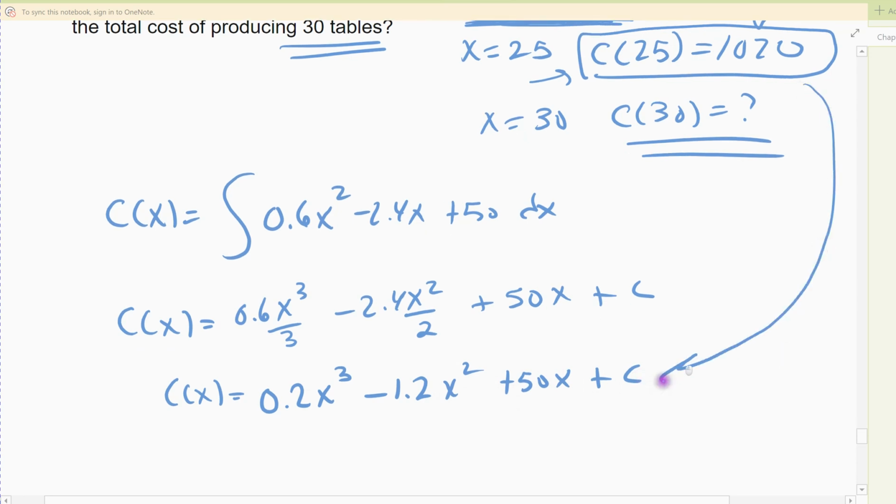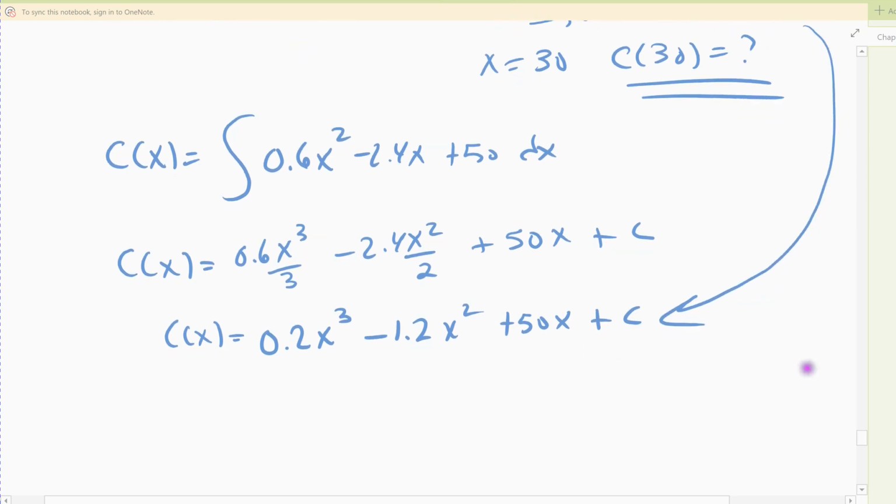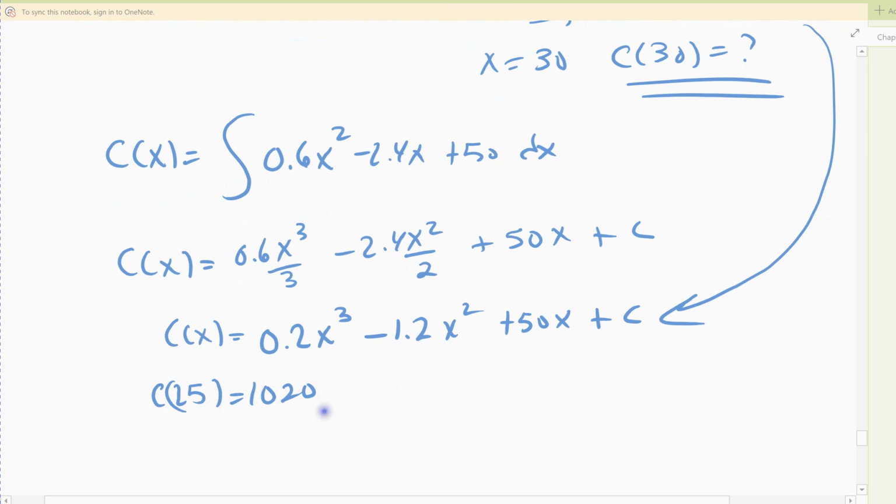Now I'm going to use this piece of information to find c. I know when I plug 25 in, it should come out 1,020. So 1,020 should equal what I get when I plug 25 in for my x value. So I plug 25 in for x, and again, be careful.